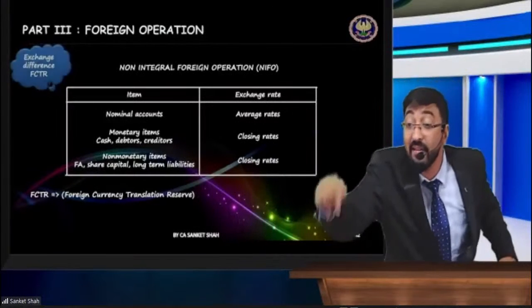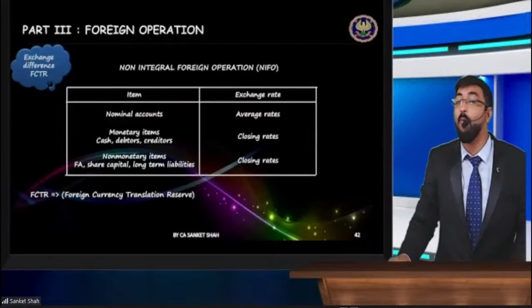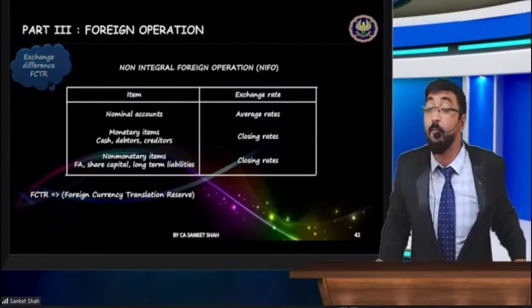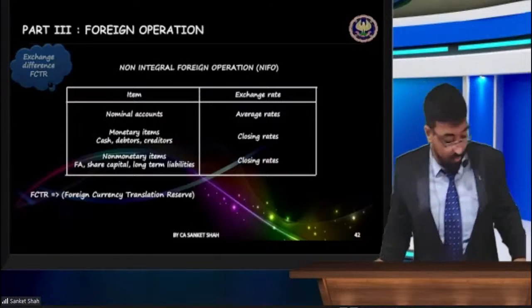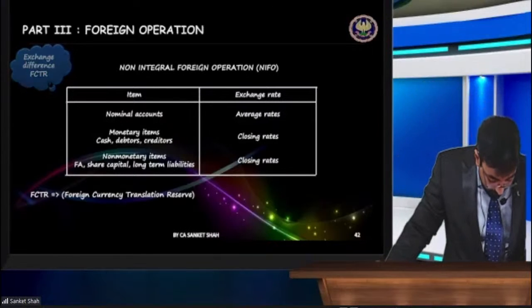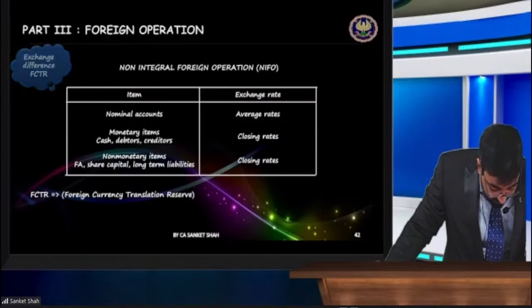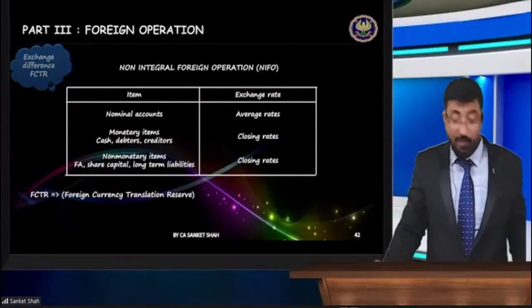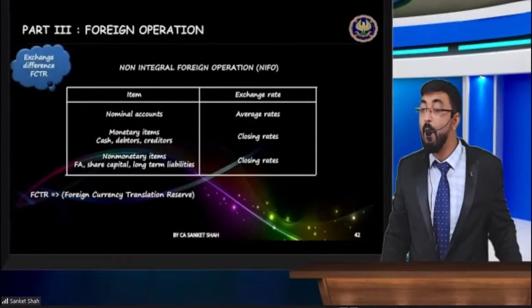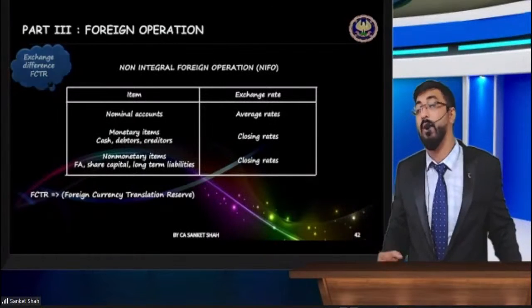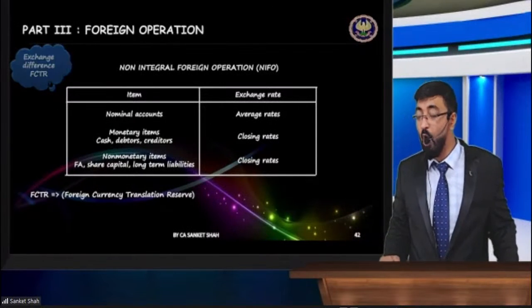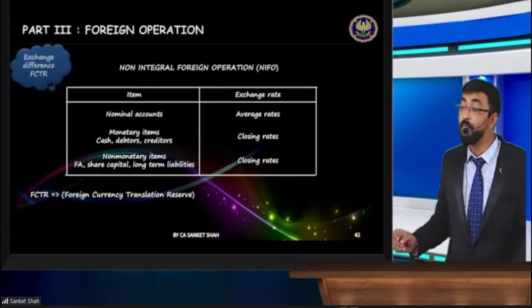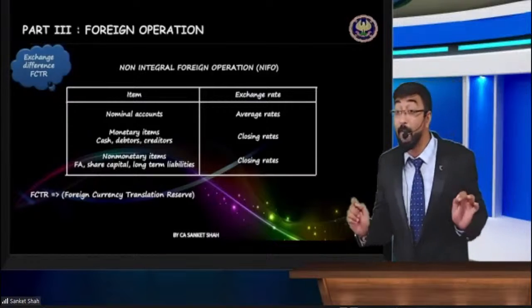What is the full form of FCTR? FCTR is the foreign currency translation reserve. Okay. Remember these two parts. Where is the difference? In non-monetary items. Here it is closing rate, and in integral it is date of purchase.